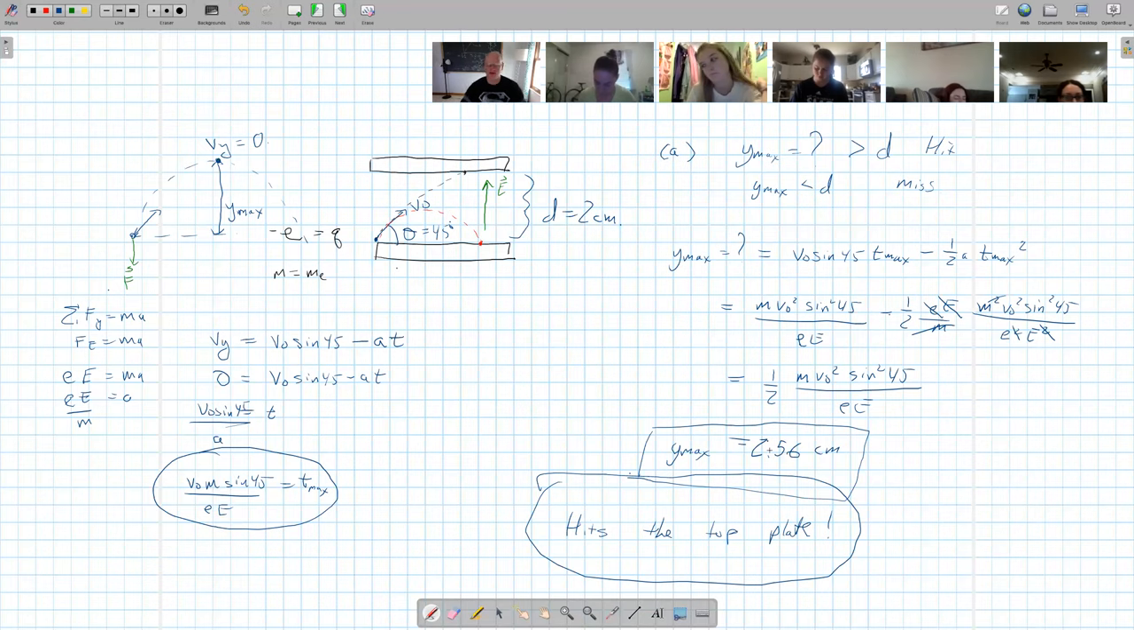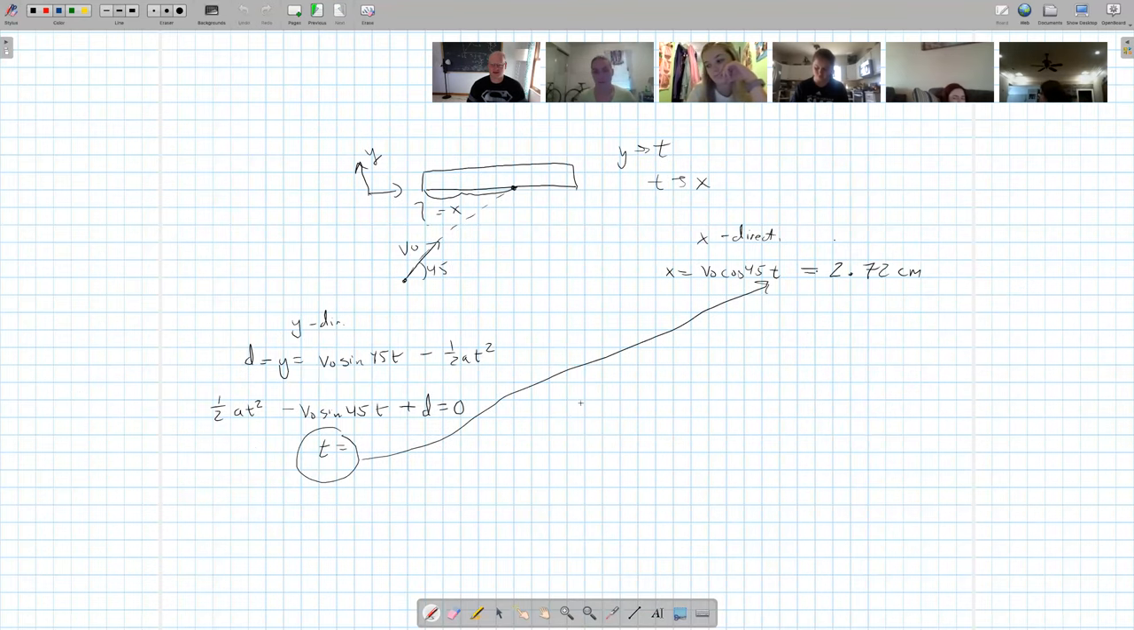Okay, so this was 2.56. Doesn't change our results, but that's fine. And then this one ends up being 2.72. So these are some examples of, again, if we know the electric field, then we can determine the force on that charged particle.